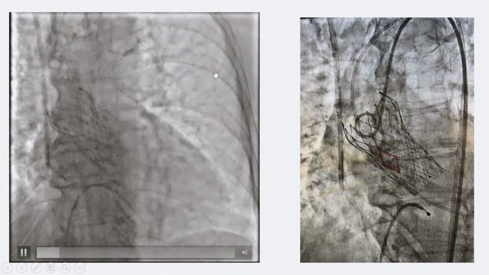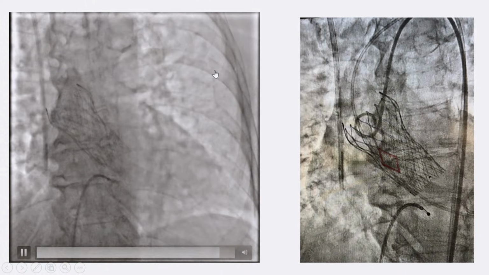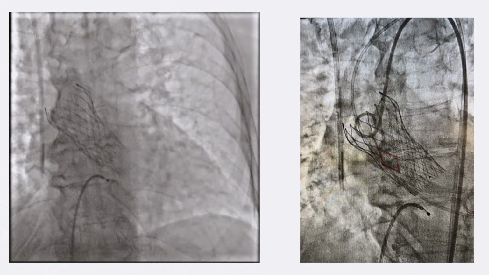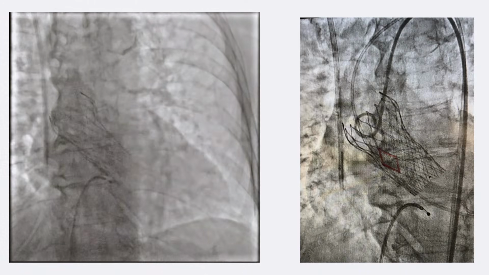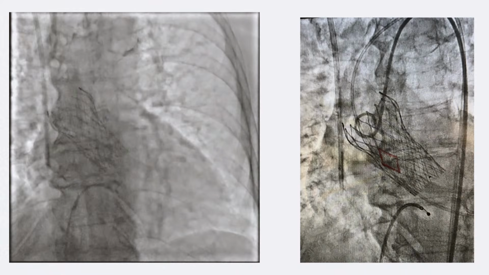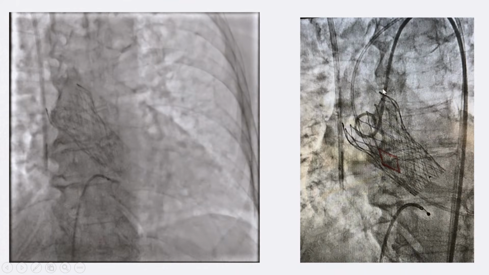We decided to close the right femoral artery with one Prostyle and one Angio-Seal. So another reason why we had taken the self-expandable valve is because she had such narrow calcific femoral arteries. It's better to use a self-expandable valve, which we could easily seal comfortably with an Angio-Seal and a Prostyle.